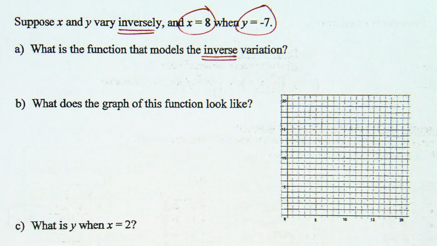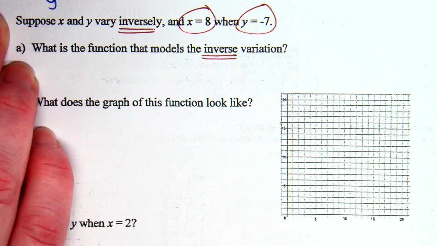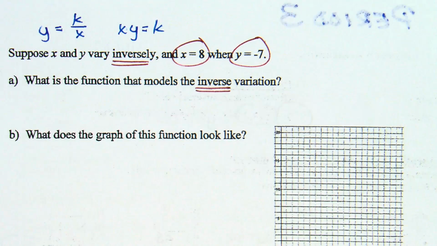So, flip back. What are my inverse variation formulas we were talking about yesterday? One of them was y equals k over x. What's the other one? y times x equals k. Okay, xy equals k, k equals xy. Those are the two equations that we were working with when we talk inverse, right?